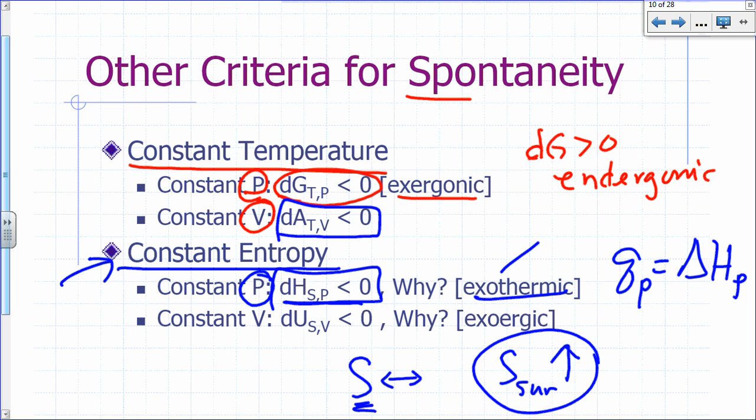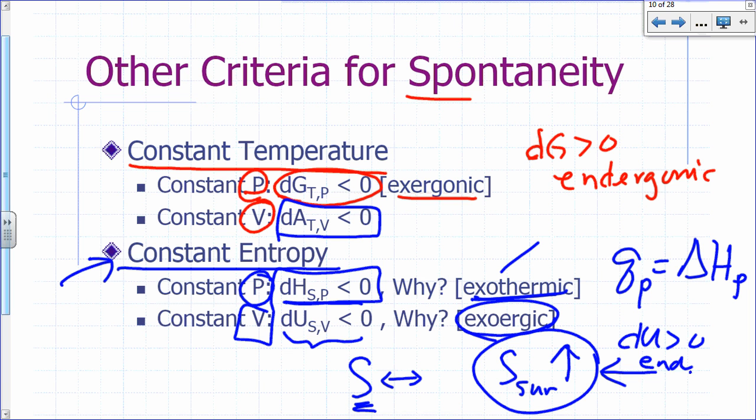Similarly, if the volume is constant, along with the entropy being constant, then delta U must be negative, right? So if delta U is negative, what does that mean? You have to dump heat to the surroundings to make the entropy of your surroundings increase. So we say at constant entropy, the processes that are spontaneous are either exothermic, at constant entropy and pressure, or exoergic. Exoergic means delta U is negative. What would be the word for delta U positive? Endoergic.